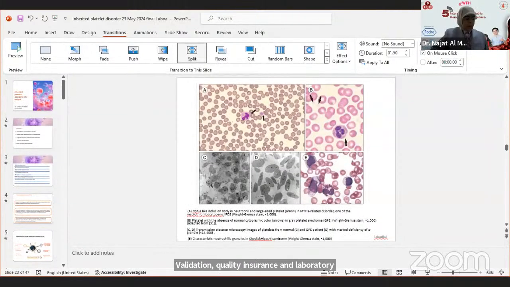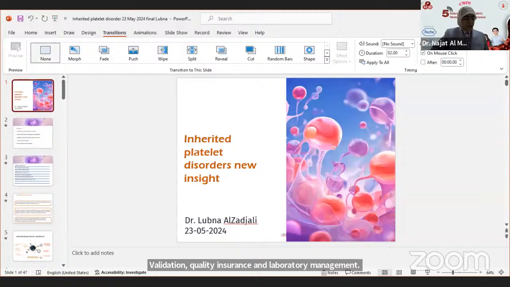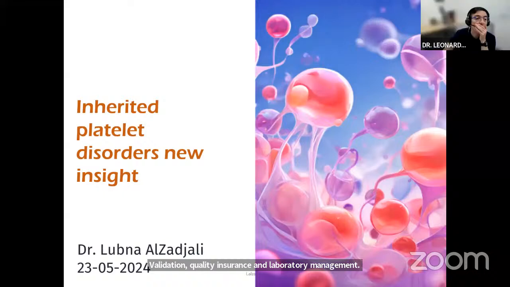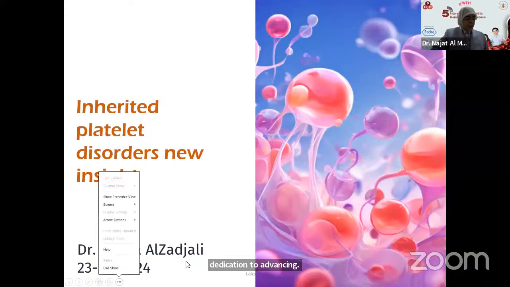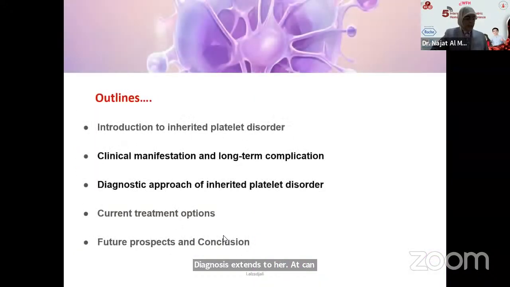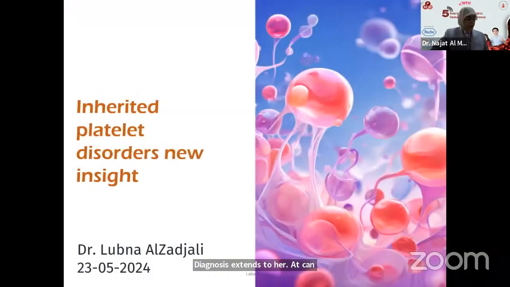Dr. Lubna's primary focus lies in hemostasis diagnosis as the chairperson of the National Hemostasis Diagnosis Task Force. She played a pivotal role in establishing Oman's first national laboratory hemostasis diagnosis guideline in 2018, ensuring standardized practices and quality care for patients. Her dedication to advancing hemostasis diagnosis extends to her tenure at King Abdulaziz Medical City in Riyadh, Saudi Arabia, from 2019 to 2021, where she oversaw the coagulation laboratory.